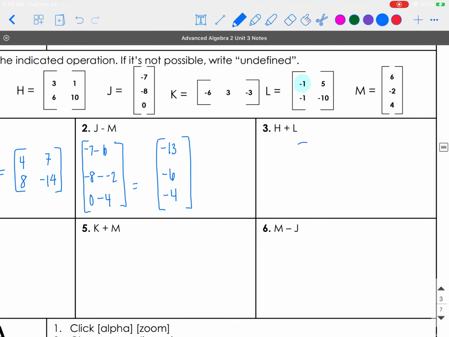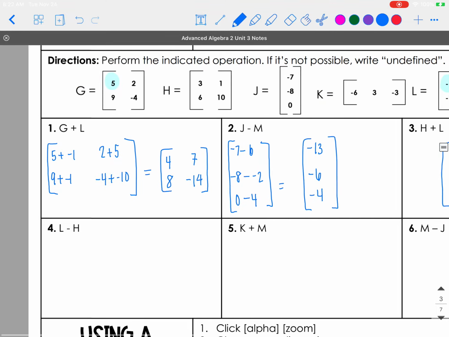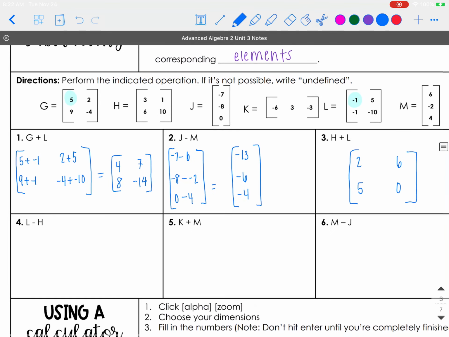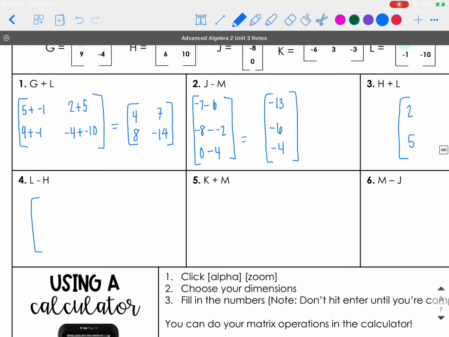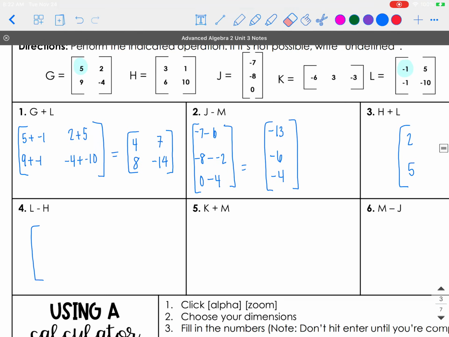H plus L. And you don't have to write out all of those calculations every time. So H and L, I'm doing 3 plus -1, which is 2. 1 plus 5, 6. 6 plus -1 is 5. And 10 plus -10 is 0. L minus H. Be careful with your subtraction.